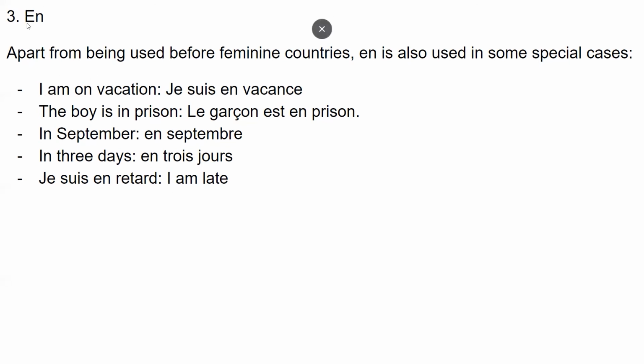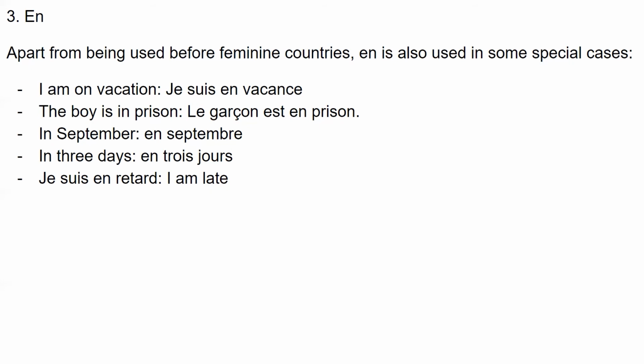So the preposition en, meaning in, is used to give an indication of time. For instance, I am coming in September, or I am coming in 3 days, en septembre, en 3 jours. It's also used in phrases like on vacation, en vacances, in prison, en prison, and en retard, which means late.